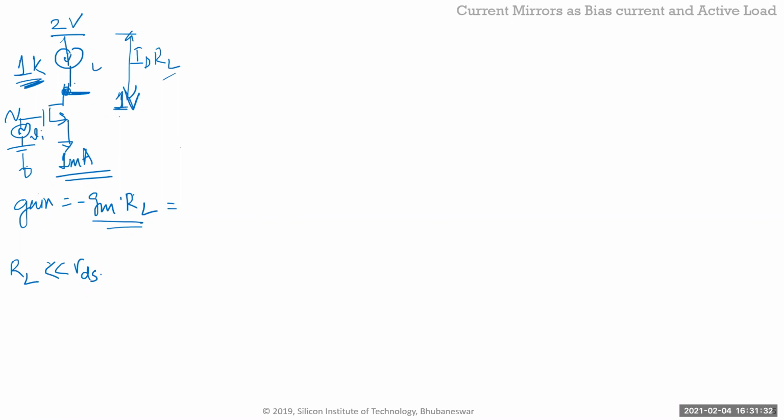Because now the gain will be GM times RDS parallel to the R naught, which is the output impedance of the current source. But your DC voltage there can be anything as long as the current source is in saturation and the transistor is in saturation, right? So it'll be working fine there. So that's why the current mirrors provide both an active load as well as the bias current, and they kind of decouple your small signal gain from the DC bias as well. So that's another desirable feature of having a current mirror bias your amplifiers.